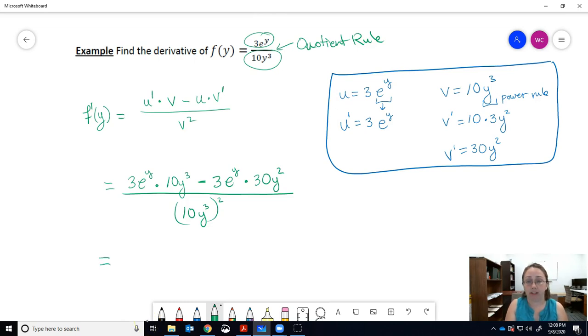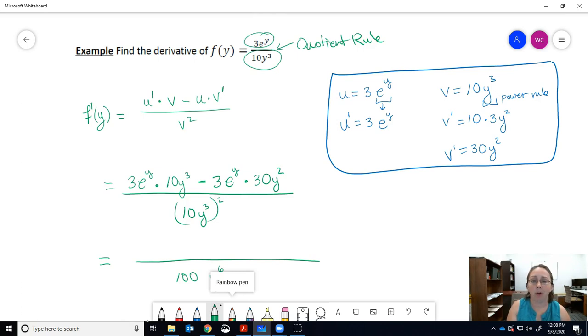So we're going to need to simplify this a little bit. So on the bottom, first of all, let's start there. When you square two things that are multiplying, you have to square each one. So it's 10 squared and y cubed squared. So on the bottom, 10 squared is 100. And for the y, when you raise a power to another power, you multiply them. So this is y to the 6th power.